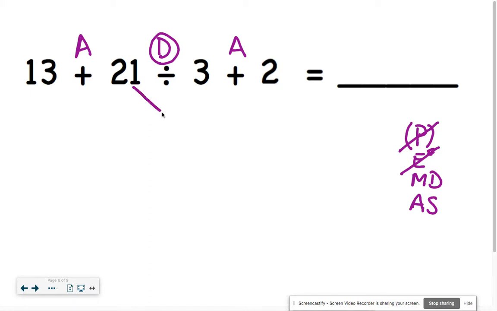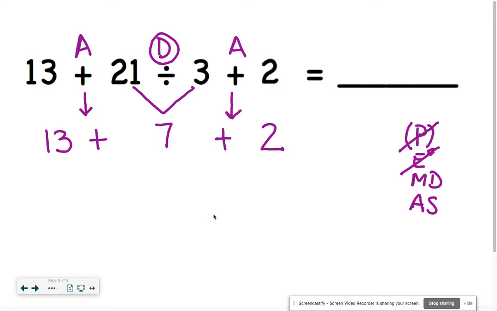We are going to divide the two numbers touching that symbol. This is in the middle of the problem, which is really hard for some people to understand, that that's where you start. 21 divided by 3 is 7. What you do with the rest of the problem is you just keep it in the same order, but you bring it down. So my 13 is still here because I haven't used it. My addition sign is still here. And over here, this addition sign with this 2 are still here.